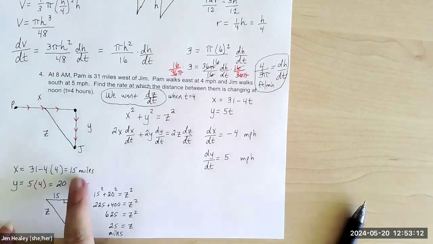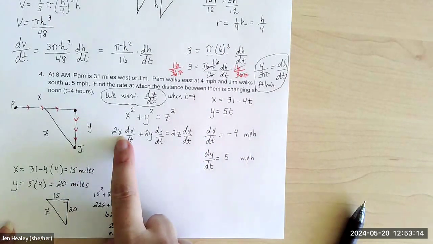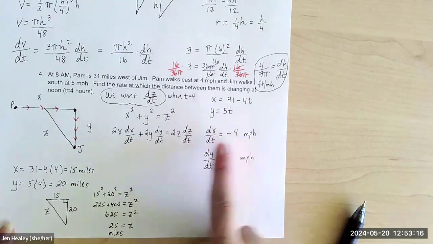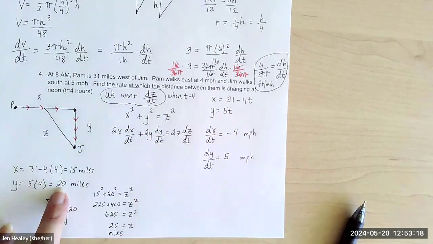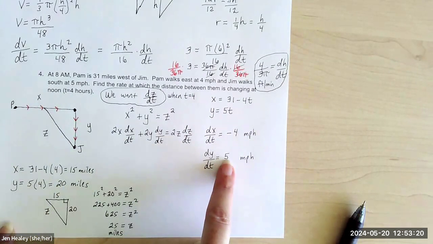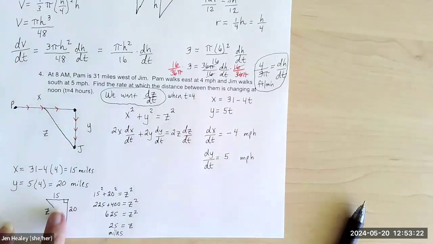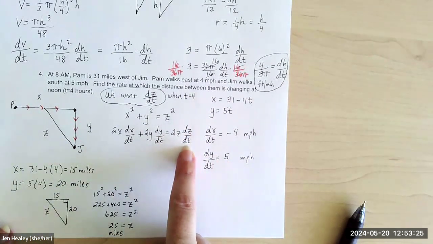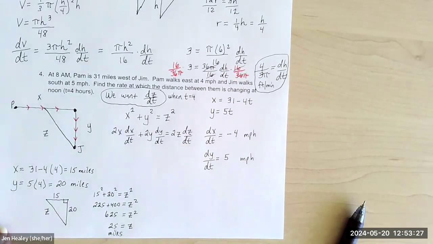So I have my x, it's 15. I have dx dt, that's -4. I have my y, that's 20. I have dy dt, that's 5. I have the z to plug in, that's 25. So the only thing I don't have is dz dt, which is what I was trying to solve for. So we have everything we need now.